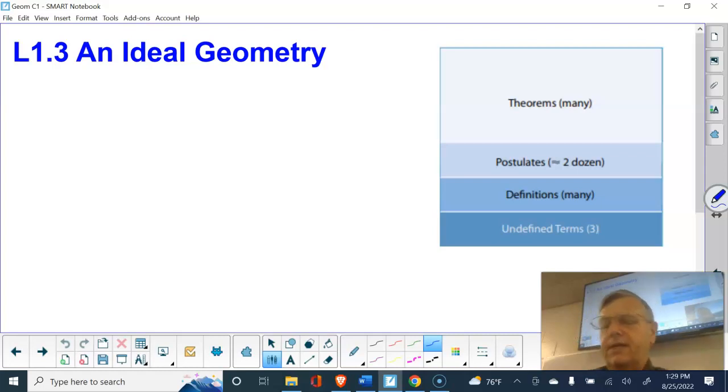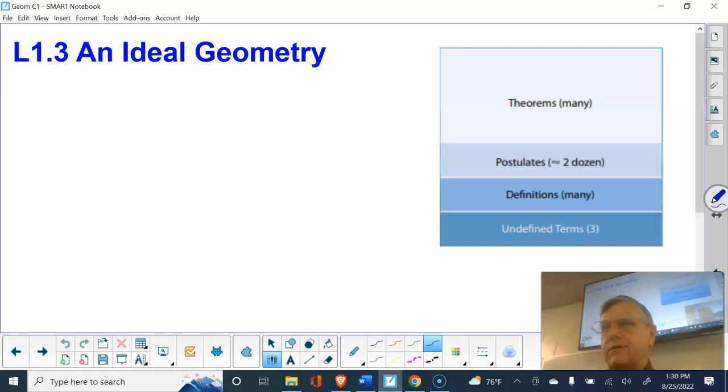And it's like a building. It's from the bottom up. So the bottom says undefined terms. And there's 3 of them. And you can abbreviate if you want. And we already did the undefined terms. If you remember, they were a point, a line, and a plane, right? Were the 3 undefined terms.